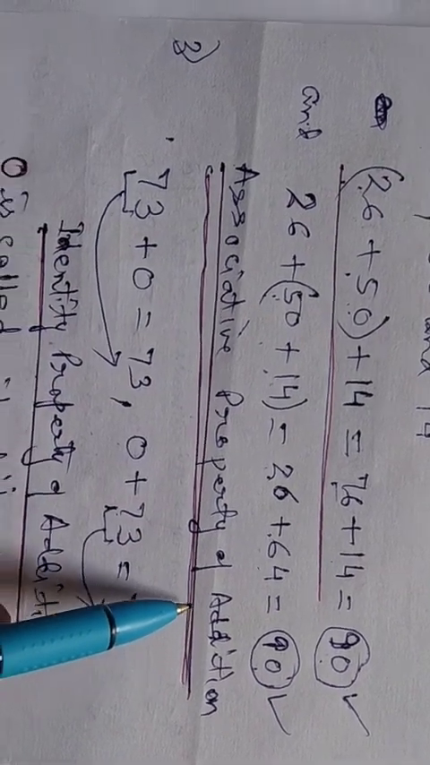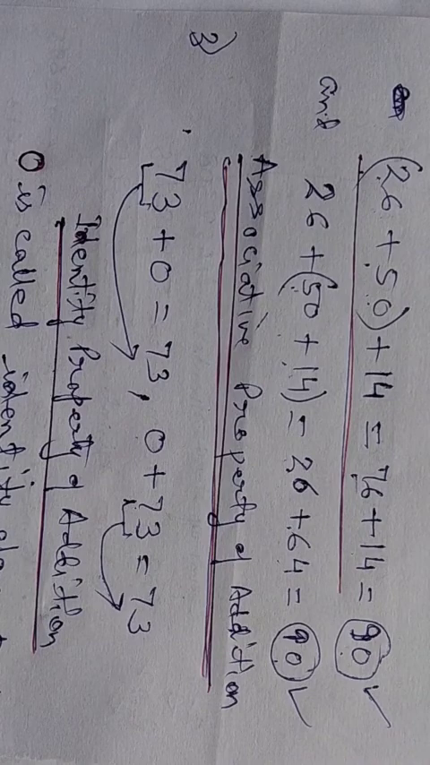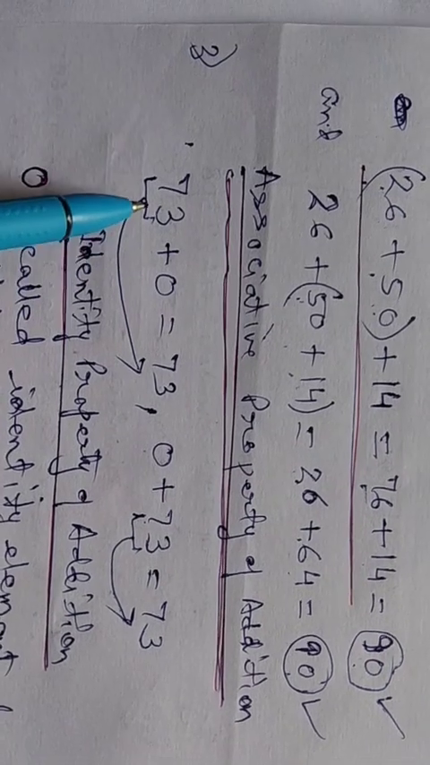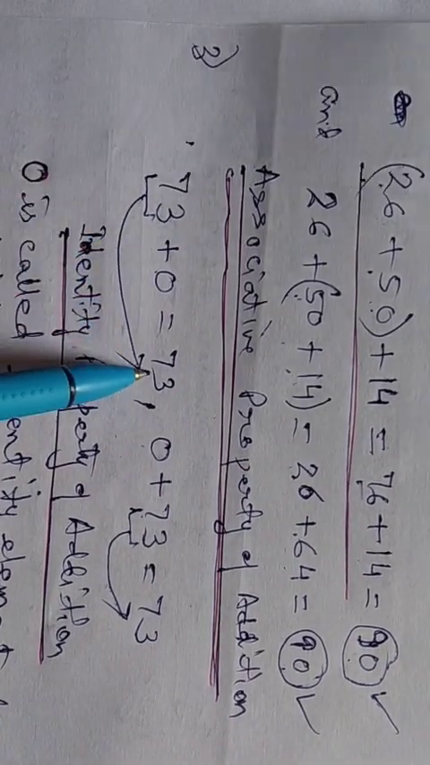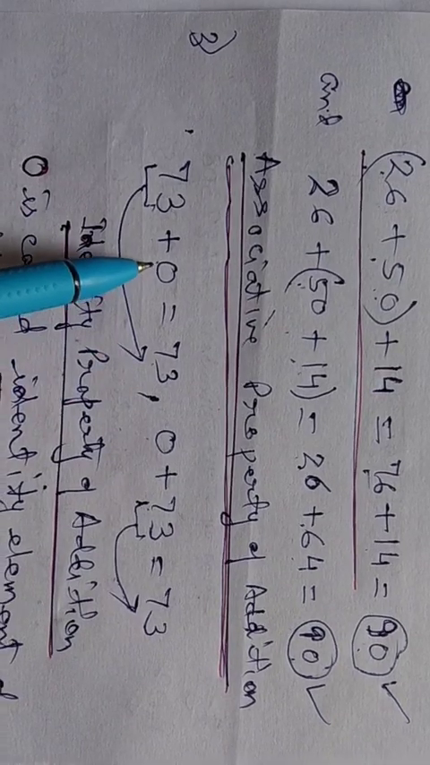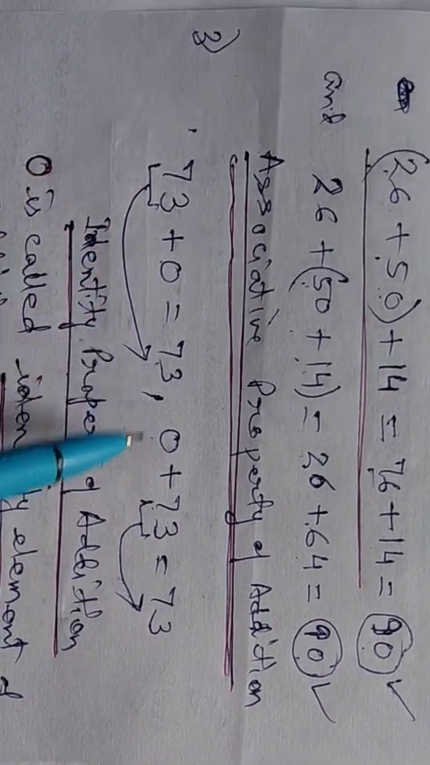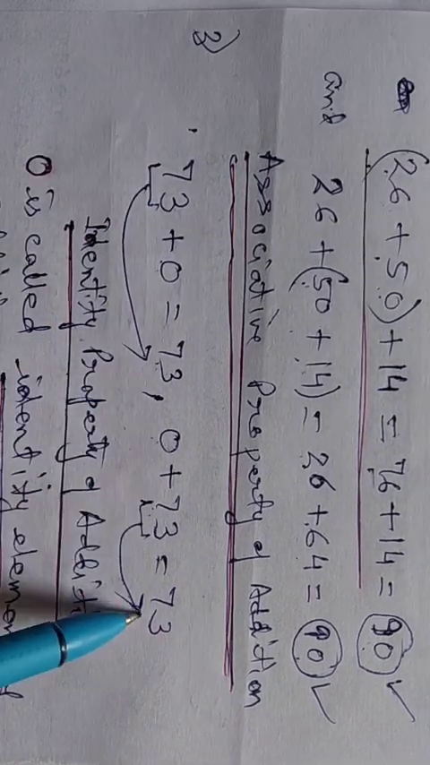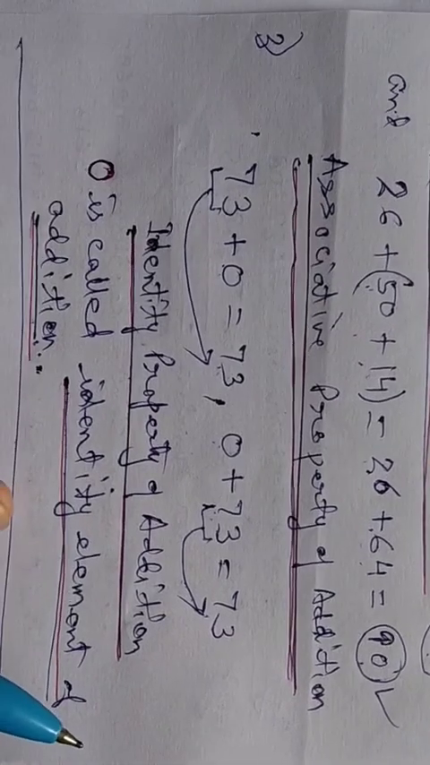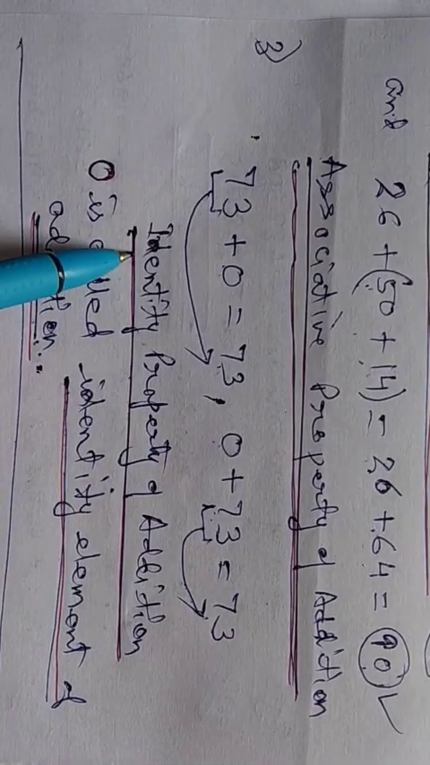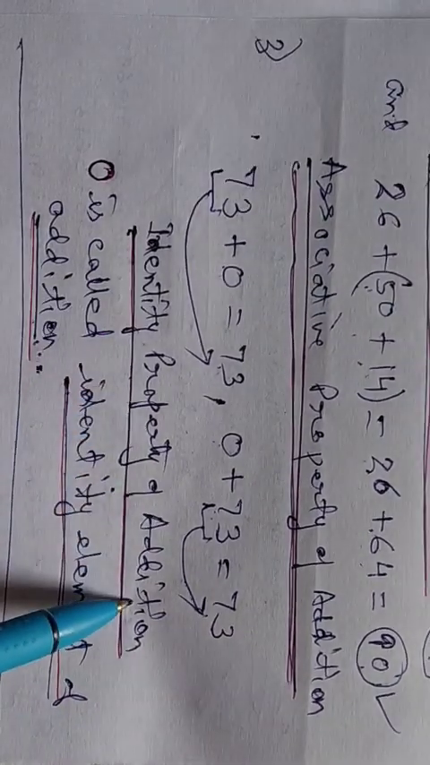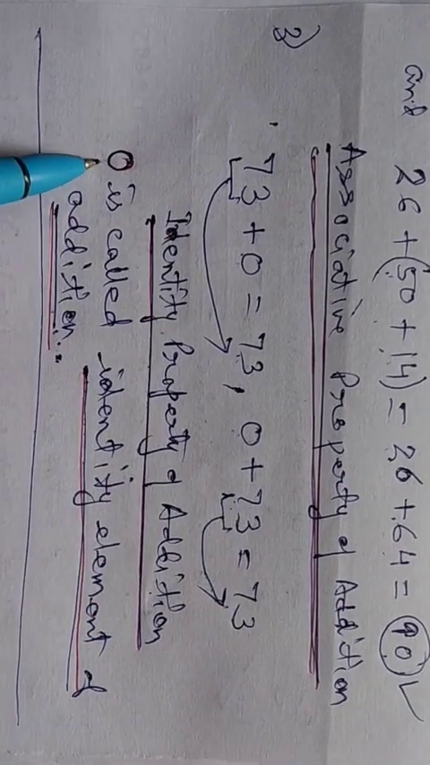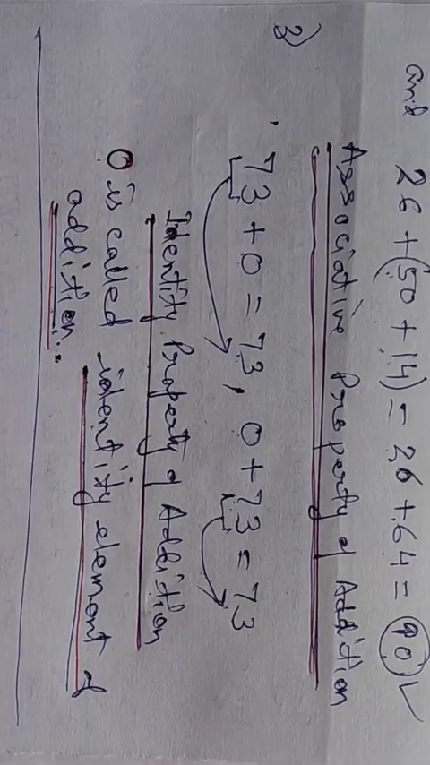I hope you understood. Now third property, children, very simple property, that is the sum of a number and zero is the number itself. Always remember, sum of a number and zero, you will get the same number. In other words, when we add 0 to the number, we get the same number. Just see, 73 plus 0, 73, or 0 plus 73, again same number 73. So children, here this property is called identity property of addition. Okay, and 0 is called the identity element of addition.